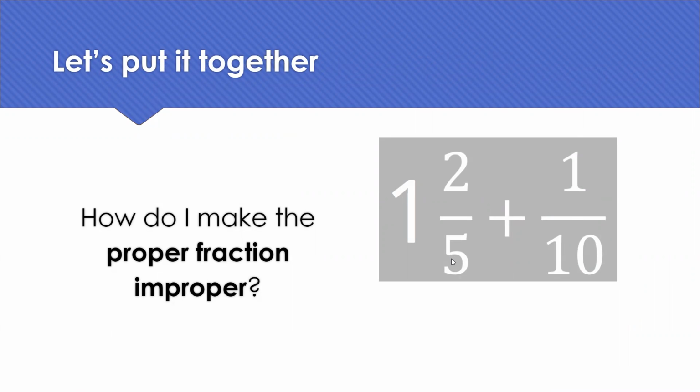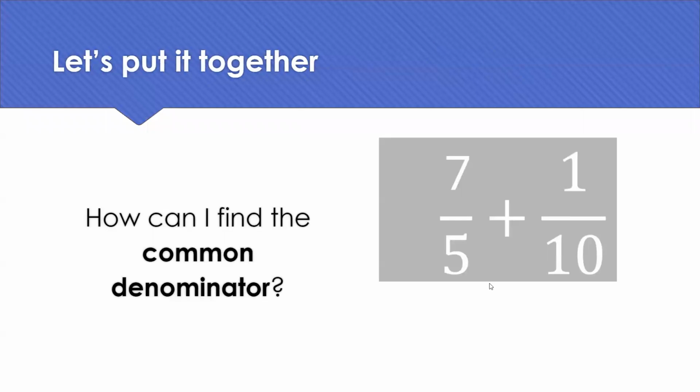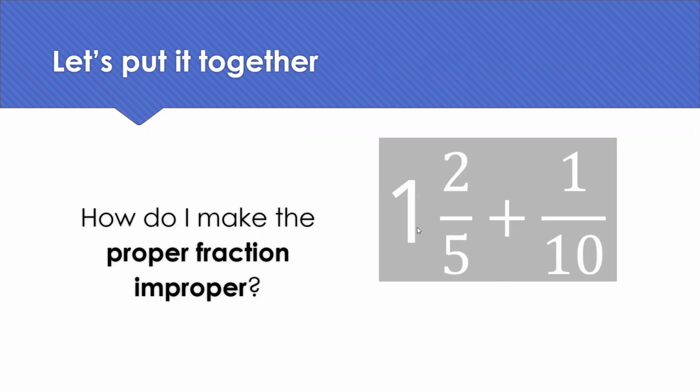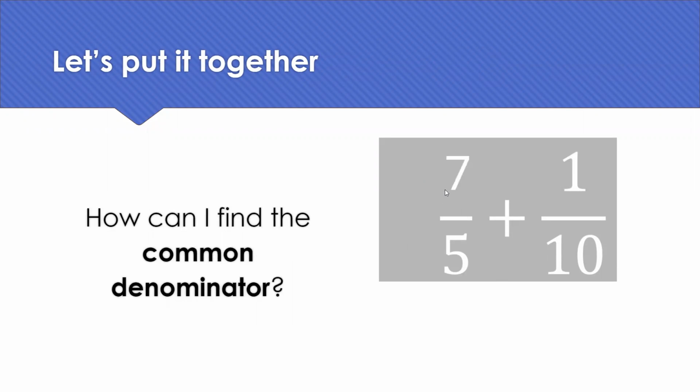This one is a proper fraction as well, but I have a whole number out front, which I don't want. I want that denominator to be bigger than my numerator. So in order to change that, I have to do 5 times 1, which is 5, plus 2, which is 7.